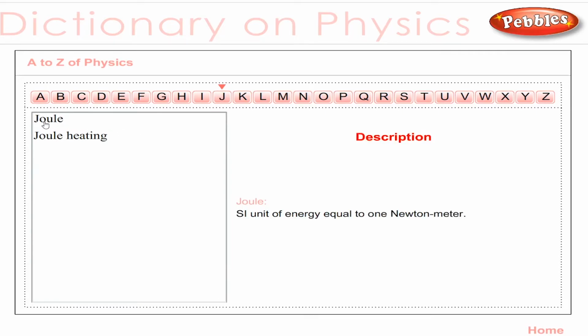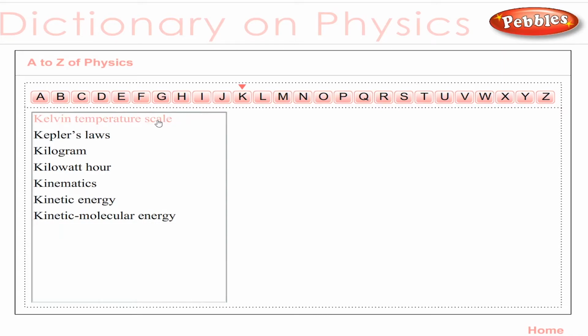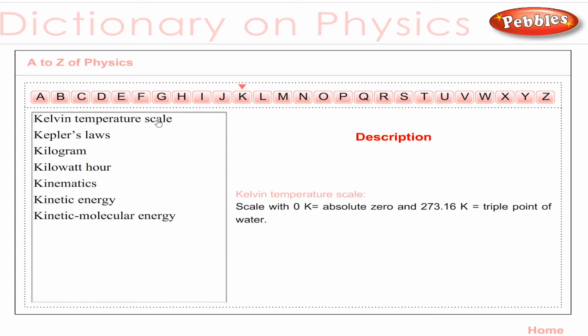Joule. SI unit of energy equal to 1 Newton meter. Joule heating. Increase in temperature of electrical conductor due to conversion of electrical to thermal energy. Kelvin temperature scale. Scale with 0 K equal to absolute zero and 273.16 K equal to triple point of water.